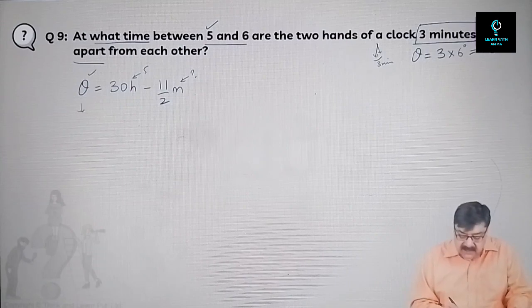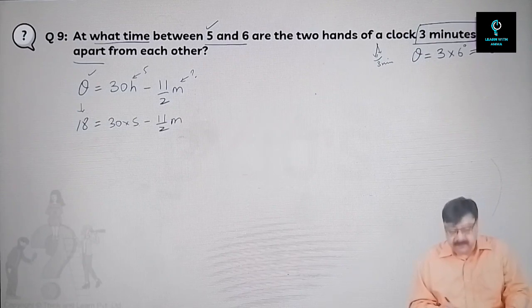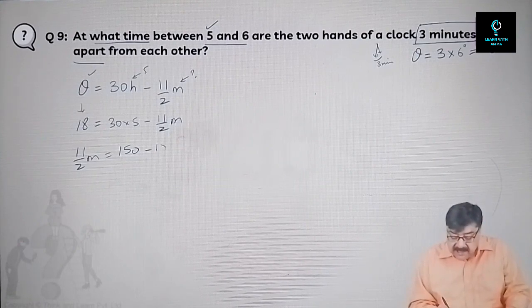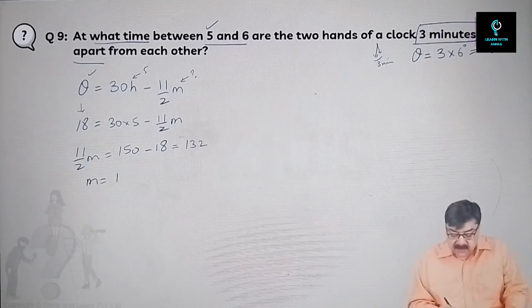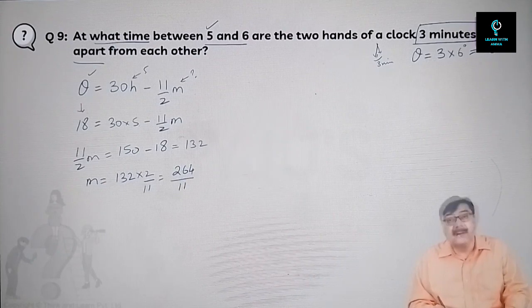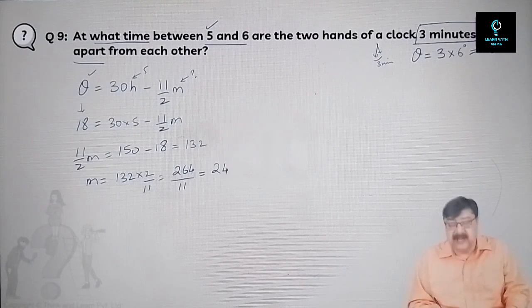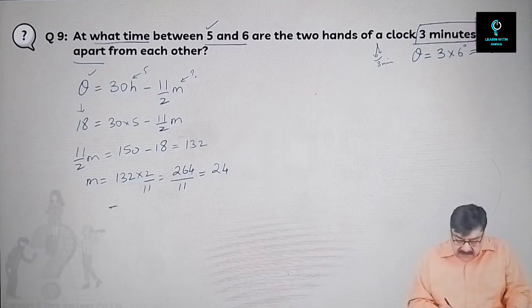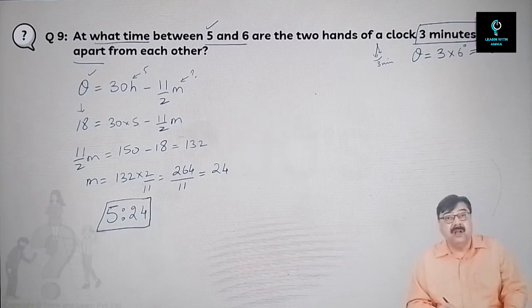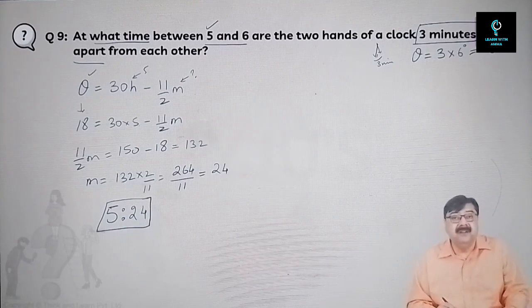Now let us substitute these values. 18 is equal to 30 into 5 minus 11 by 2m. So 11 by 2m equals 150. 30 into 5 is 150 minus 18, which is 132. So m becomes 132 into 2 by 11, that is 264 by 11. 11 into 2 is 22. 4 remaining joins with another 4, so 44. 11 4s are 44. So it is at 5:24 that the two hands of a clock are 3 minutes apart from each other.